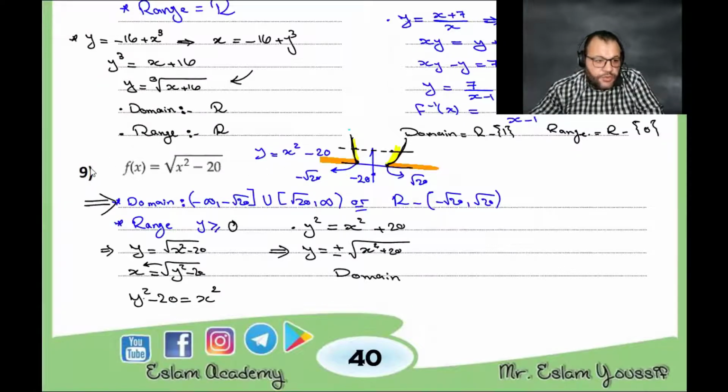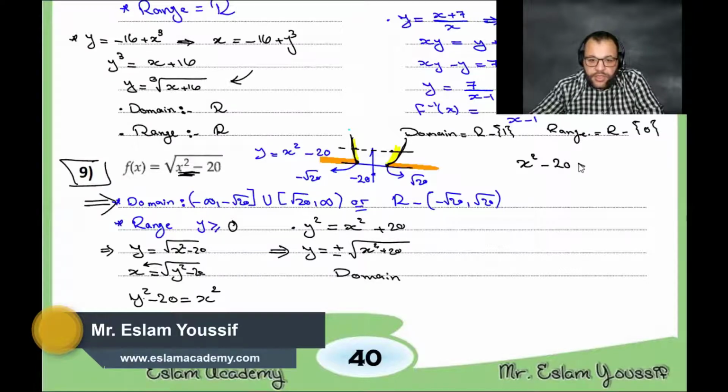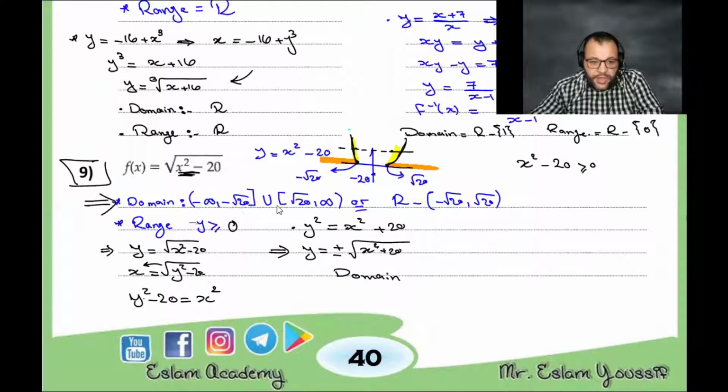We just revised question number 9, the one that you sent me yesterday, and I informed them about the mistake that was in it. When we find the domain, we take the expression under the square root, which is x squared minus 20, and say it's greater than or equal to 0, then solve it. So the domain is from negative infinity to negative root 20, and from positive root 20 to positive infinity.